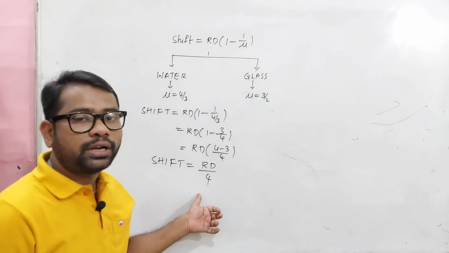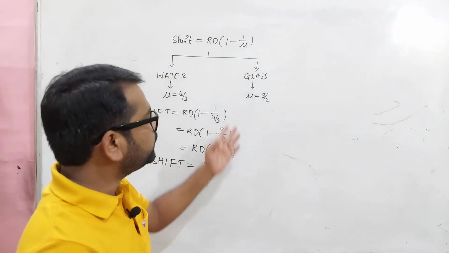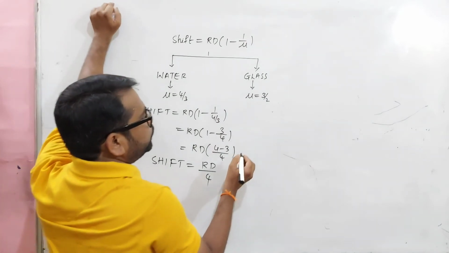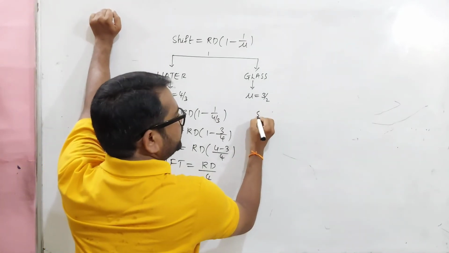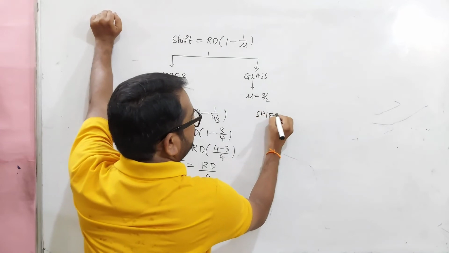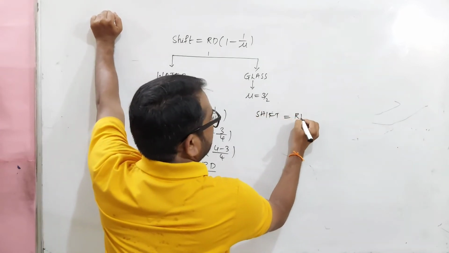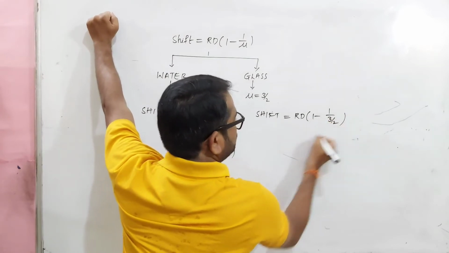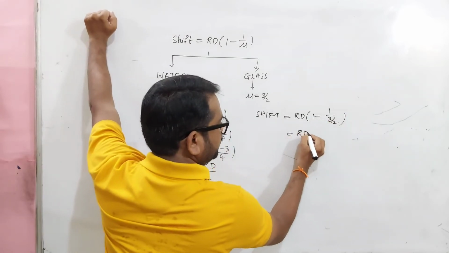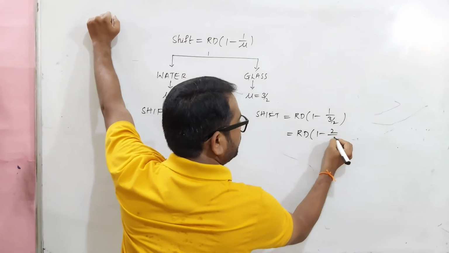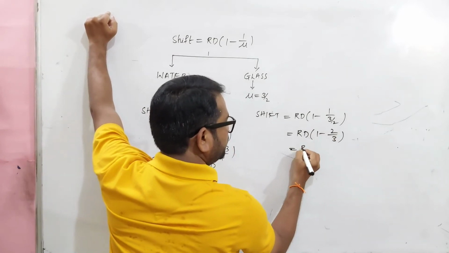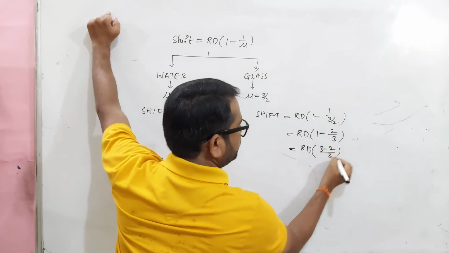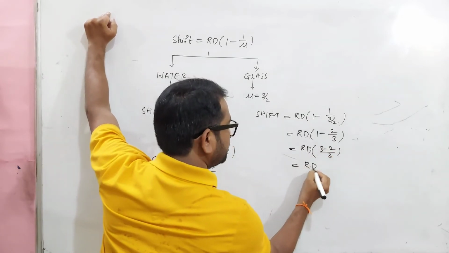Just divide by 4, and you directly get the answer. Whereas, if the denser medium is glass, look here. Shift is equal to real depth into 1 minus 1 by 3 by 2. Let us simplify this: real depth into 1 minus 2 by 3. Taking the LCM, that is 3 minus 2 by 3, so this is going to be real depth by 3.